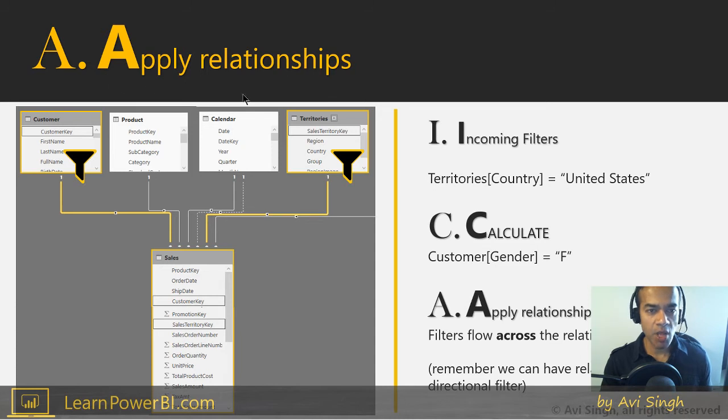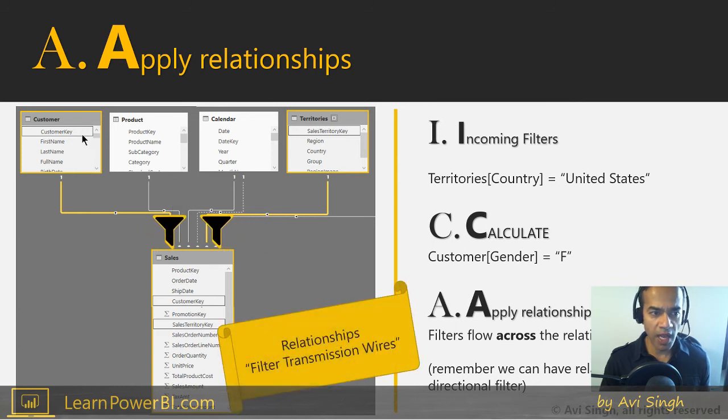The next one is apply relationships, and you can think of relationships as filter transmission wires. Coming in, we had a filter context: territories country United States, customer gender equals F. Since we have the relationships built in, the filters flow downhill across the filter transmission wires. And if they were both ways, then they could flow uphill as well.